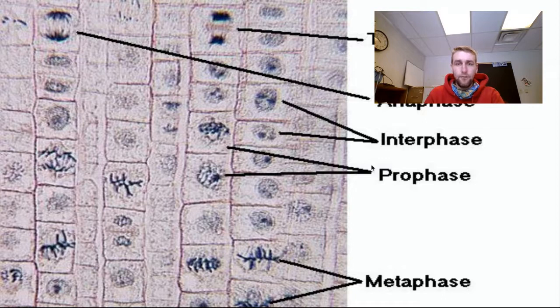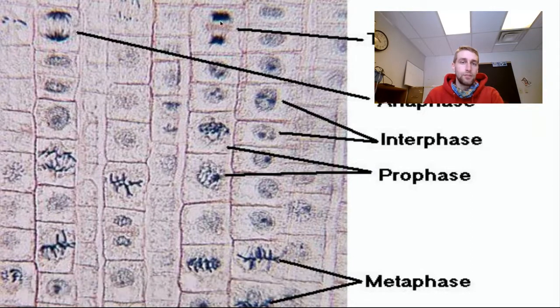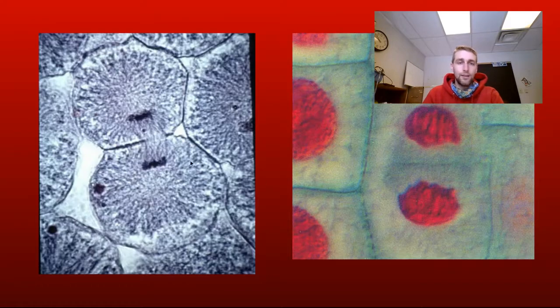So here are the different phases in a slice of plant material. So here you can see prophase, chromosomes starting to condense, nucleus starting to break down. Next comes metaphase. That's the easy one to identify. Then anaphase, they get pulled apart. Telophase, they're done dividing. They start to decondense. And then last is cytokinesis.